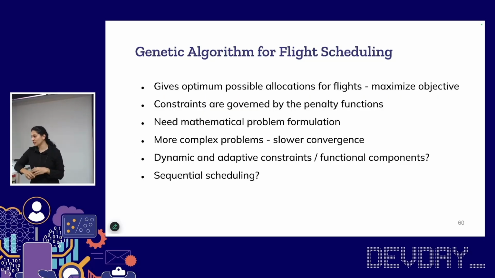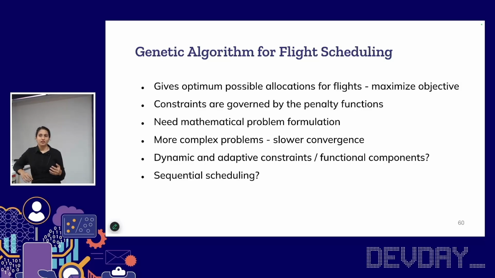So just to conclude on the GA bit, what does it do? It gives the optimum possible allocation of flights by maximizing a fitness. And fitness is nothing but our objective for this problem, which is profit maximization. And constraints are governed by penalty functions. And if there are strict hard constraints, we will actually hard code them into the code. We need a mathematical problem formulation, very important. We need to design a mathematical problem formulation for GA to work accurately and converge faster. Otherwise, it will never converge.